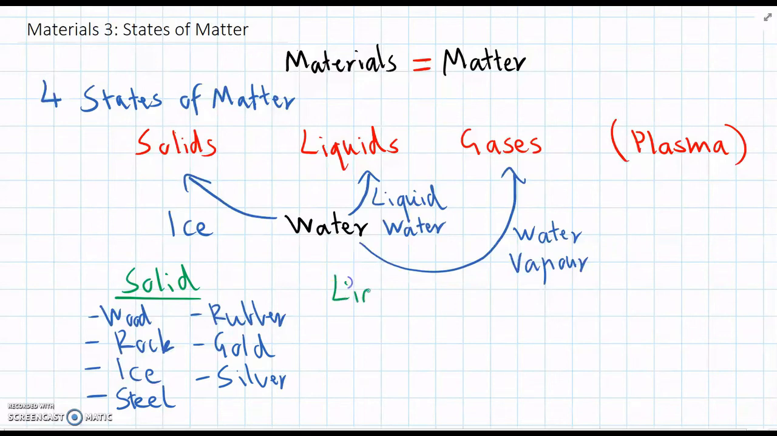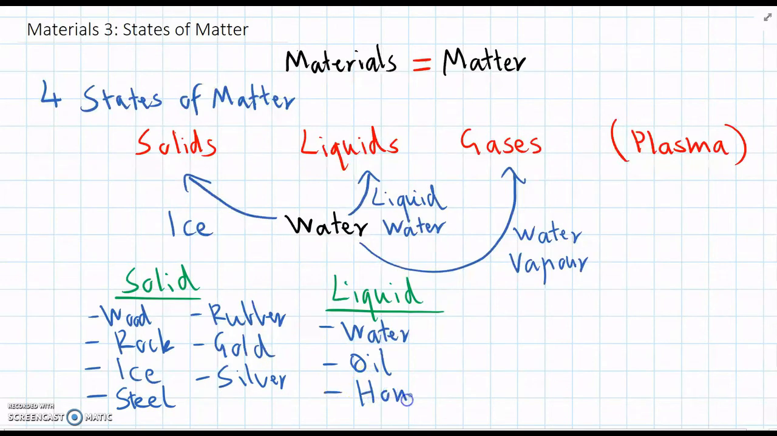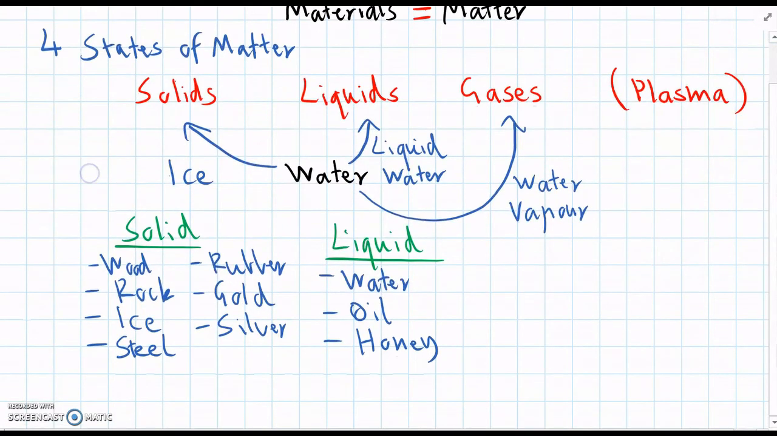Some other materials that we might know of that are liquid. Their state is a liquid. We've already mentioned water, but also oil and many foods and drinks are liquids like honey and other things like paint are liquid as well, and even some metals, or one in particular, mercury, is a liquid.